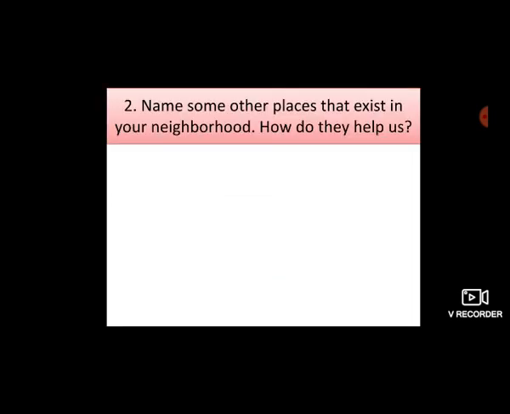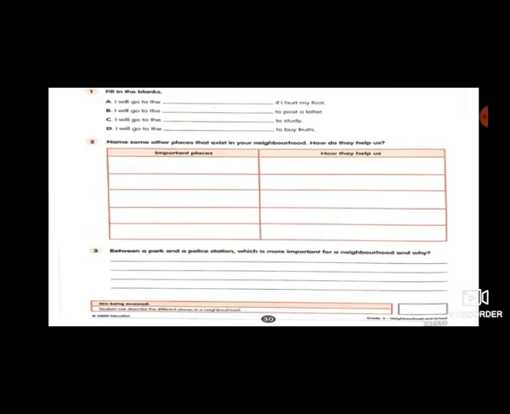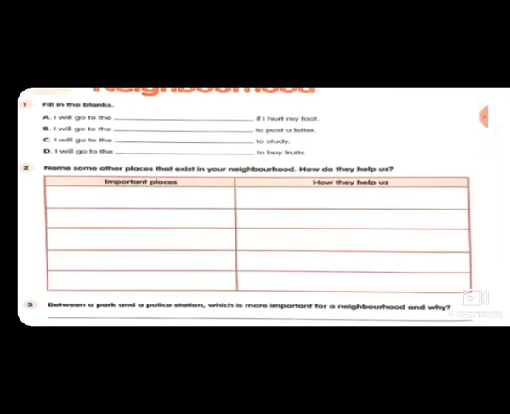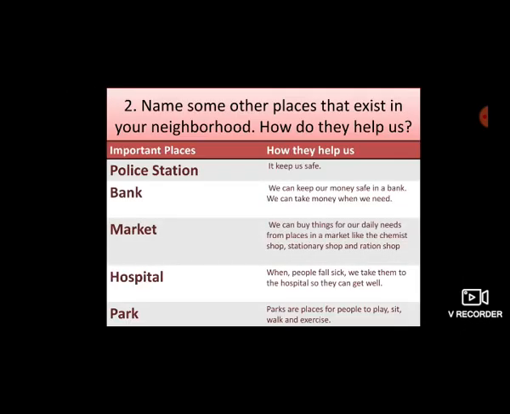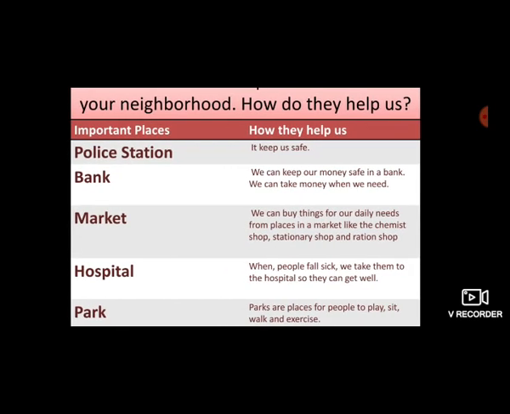Now question number 2. Name some other places that exist in your neighborhood. How do they help us? See, the second question they are asking, we have to write important places and we have to write how these places help us. Yes, so here I have written some of the places. Let's look at them. Number 1 is police station. It keeps us safe. Second is bank. We can keep our money safe in a bank. We can take money whenever we need it.